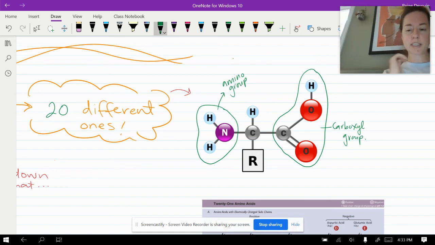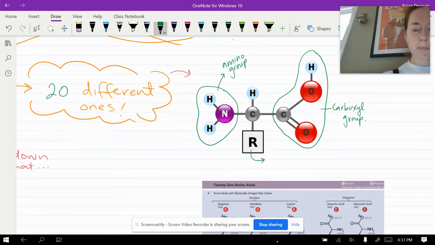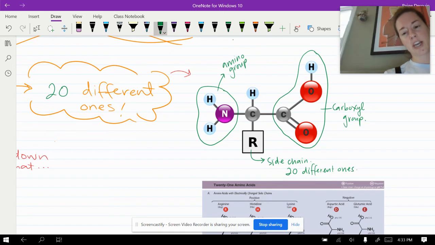And what happens is the amino groups link to the carboxyl groups to make these long chains, which we'll talk about in a second. This thing, R, is called a side chain. There are 20 different ones. And the side chain is what really gives the amino acid its special qualities. So it's kind of the most important part of the amino acid.